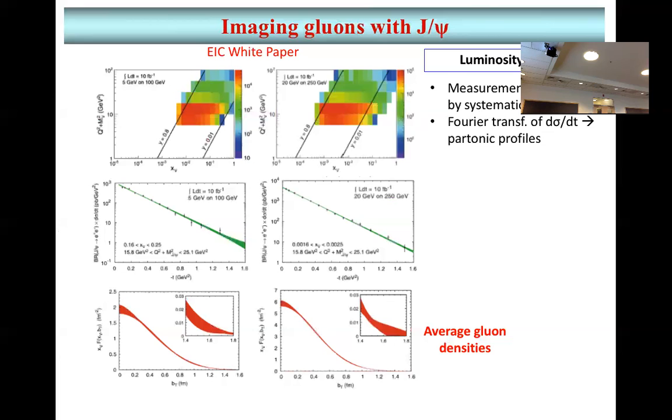I don't know how to fix it. But in the end, you could extract the GPDs out of it. So you're not just doing a Fourier transform of the cross section, right?